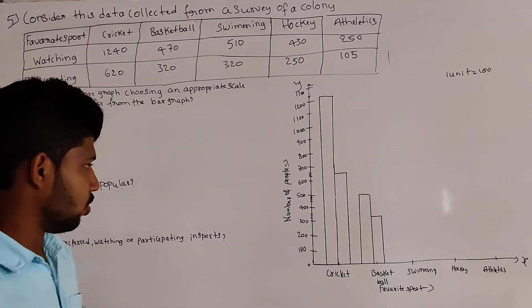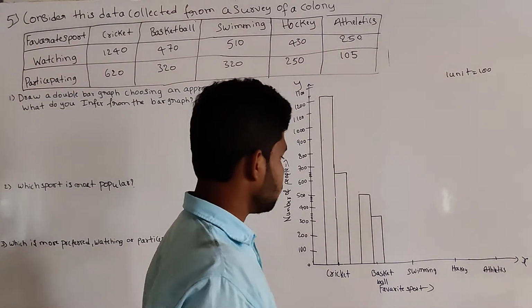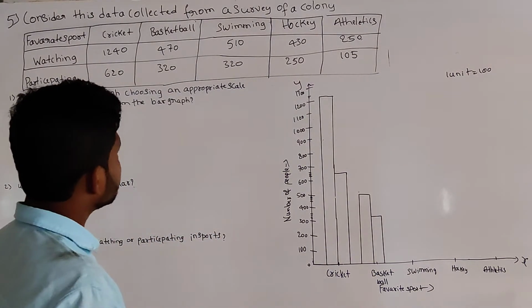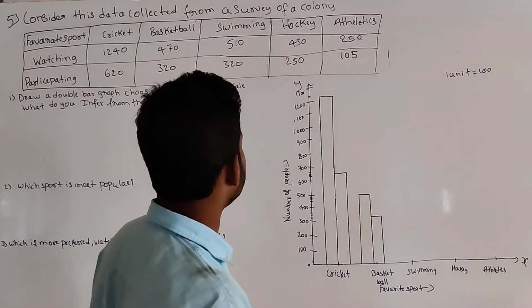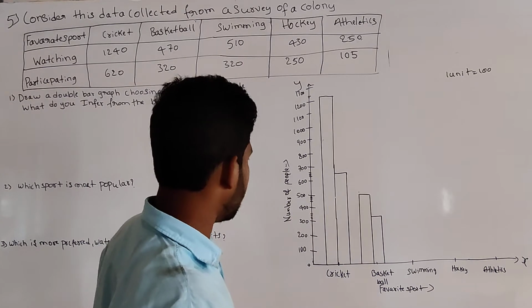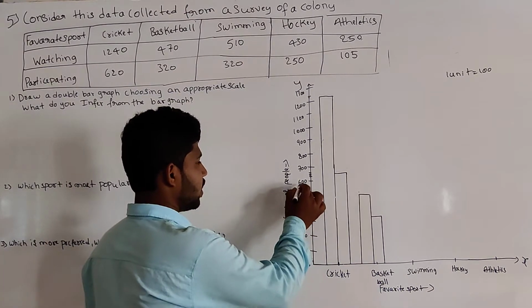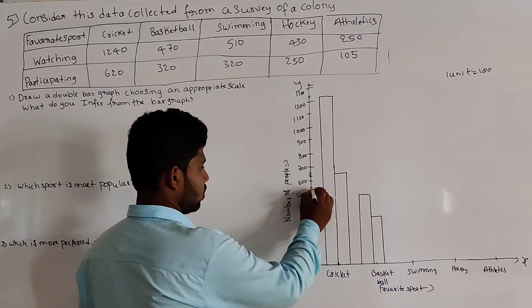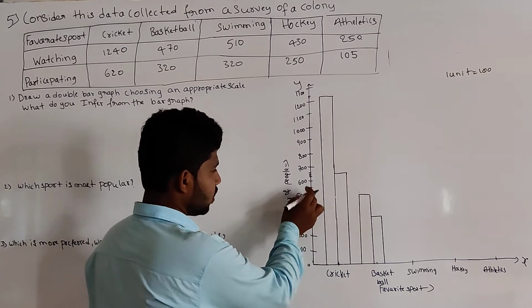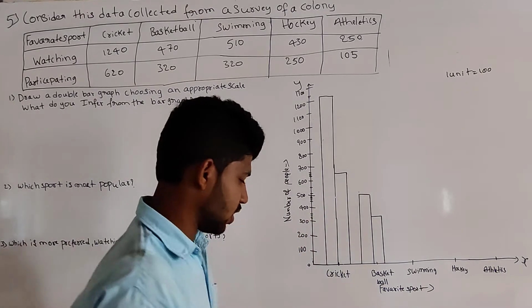You got 320. Coming to swimming, the number of people watching swimming is 510. You will get 510 in between 500 and 600.